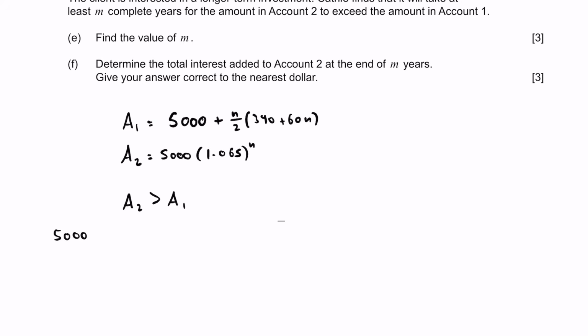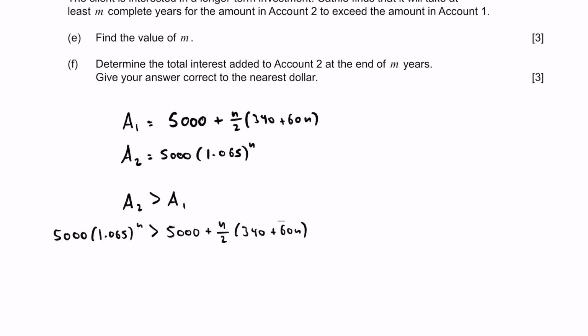Essentially, we're asking, when is this 5,000 times 1.065 raised to the power of n, when is this value greater than account 1? And this is the equation which represents account 1: 5,000 plus n over 2, 340 plus 60n.